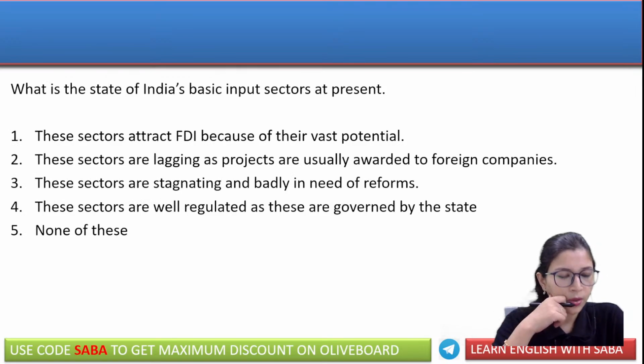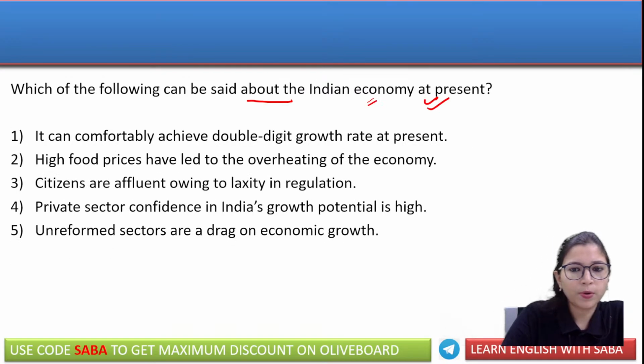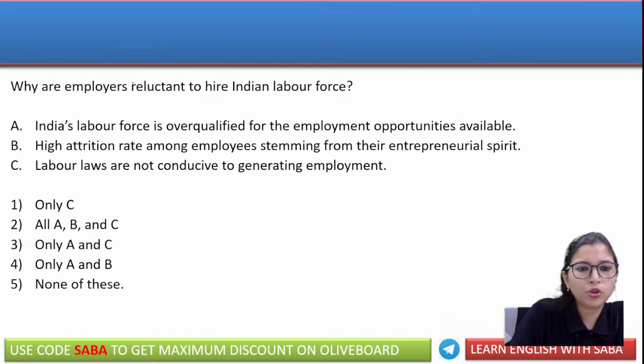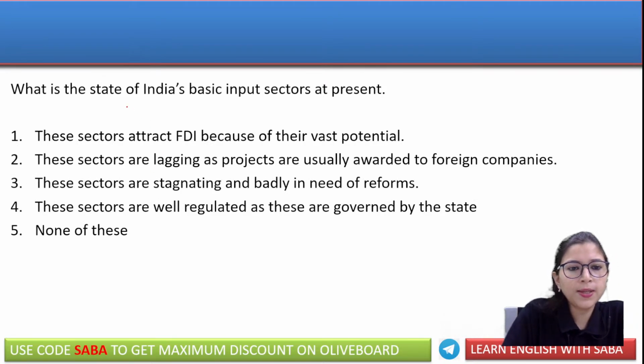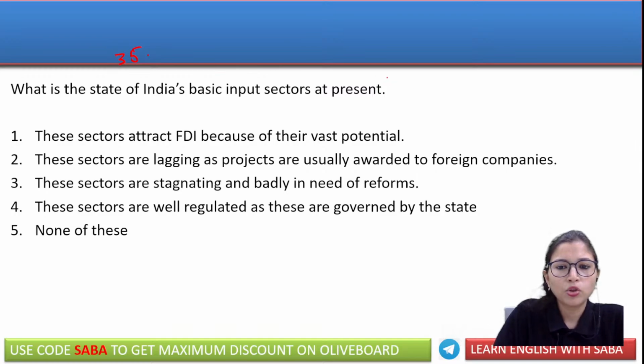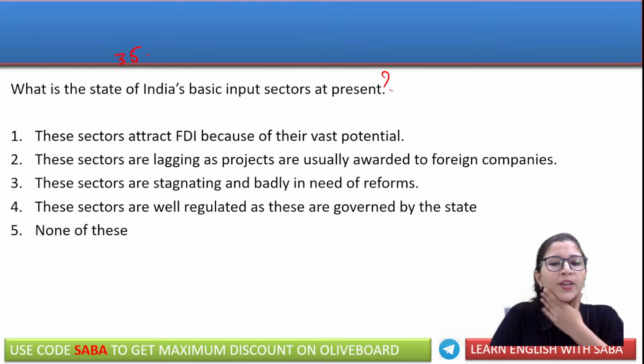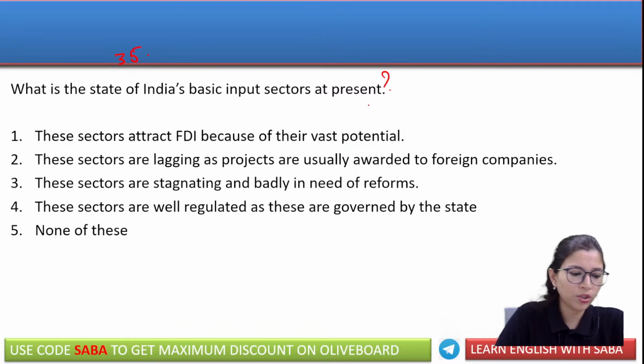Next, let me mark the question number also. This is question number 33. This is question number 34. Now, what is the state of India's basic input sectors at present? So, what is the condition of India's basic input sectors at present? So, this is question number 5.